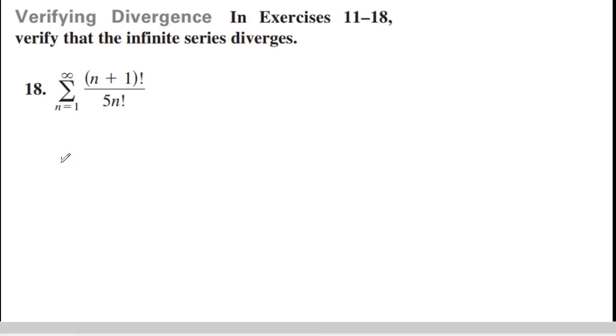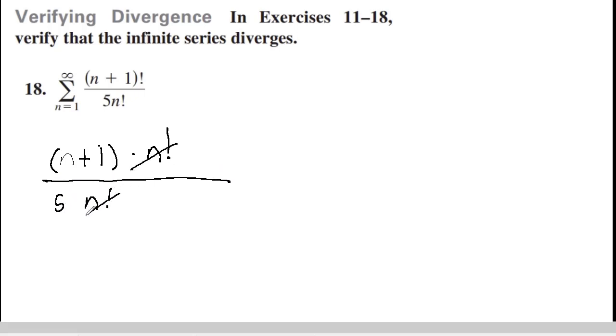But if we clean up the general term of the series, then it makes things a little bit easier. So n plus 1 factorial means that you have n plus 1 times n times n minus 1, but because we have an n factorial on the bottom, we stop at n, and we have n plus 1 times n factorial. On the bottom, you have 5 times n factorial, and then the factorials cancel out.